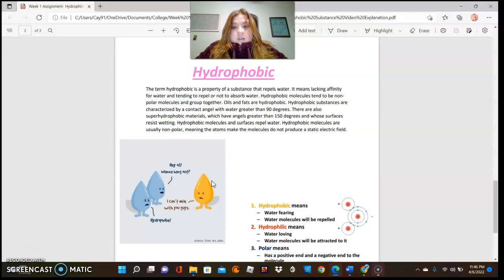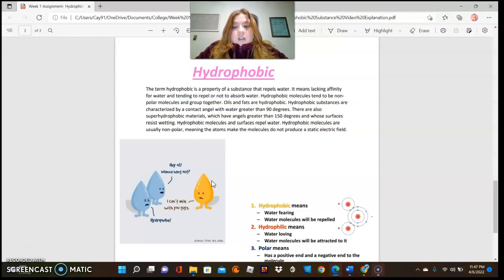Hydrophobic, the term, is a property of a substance that repels water. It means lacking affinity for water and tending to repel or not to absorb water. Hydrophobic molecules tend to be non-polar molecules and group together. Oils and fats are hydrophobic.